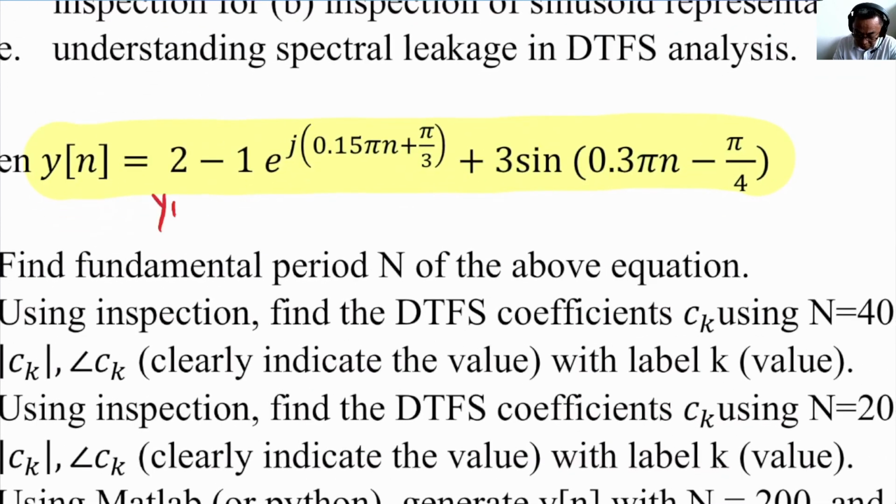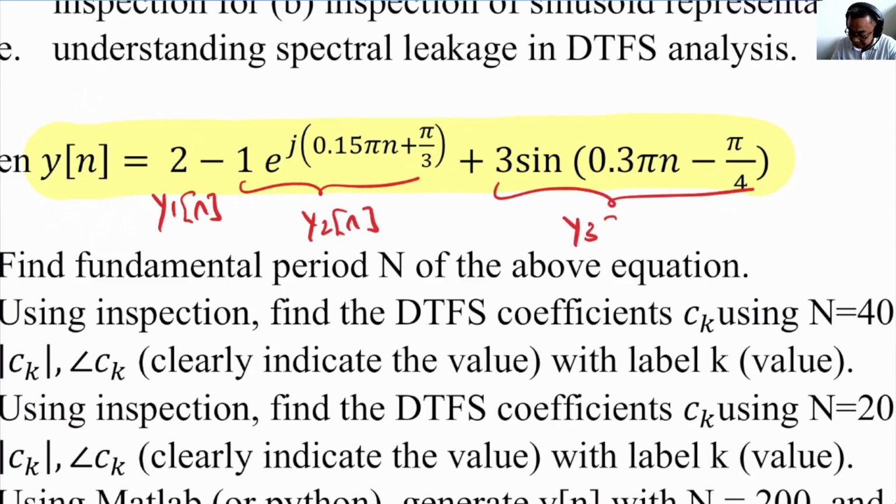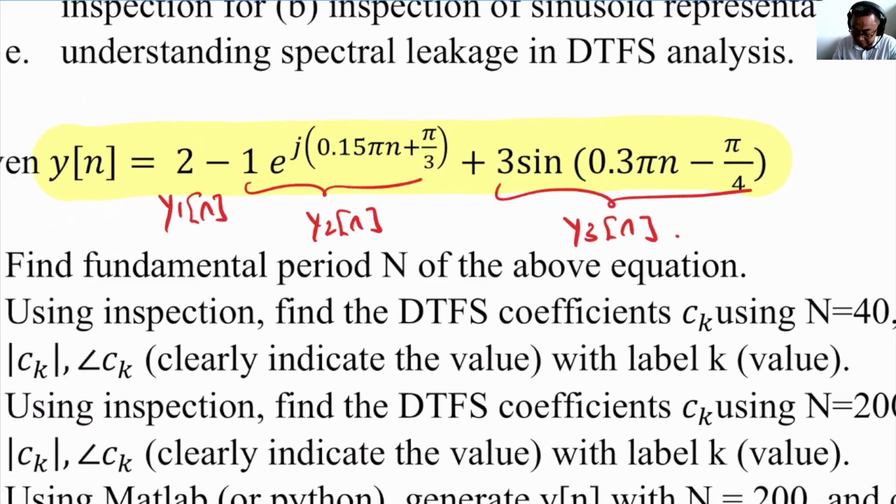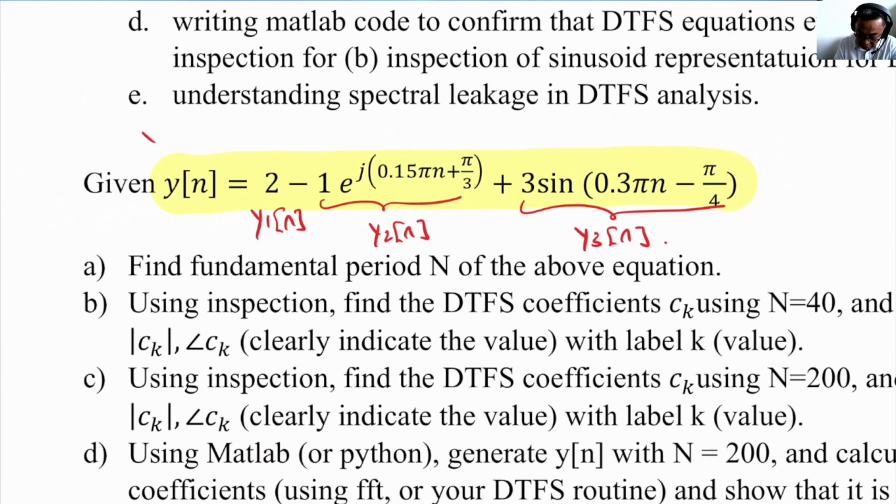We're given this discrete time sequence consisting of three parts. Let's call this y1 of n, let's call this y2 of n, and this y3 of n. And we basically want to find the period of y[n] such that it is always equal to y[n + N] for all n. And what it means is that if we can find a big N, it will repeat at N samples.